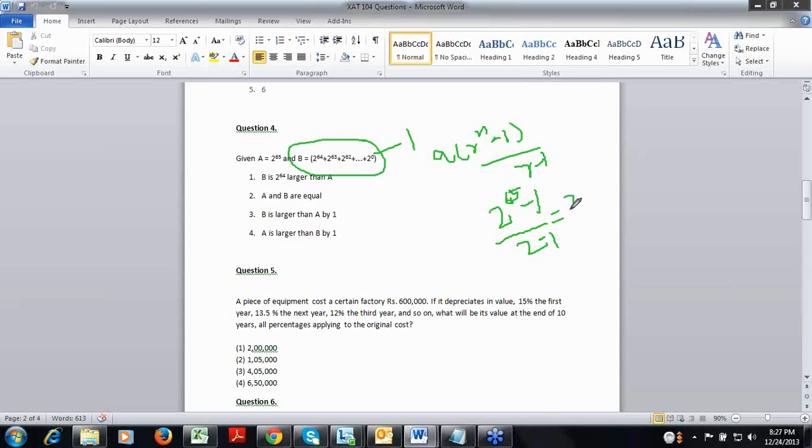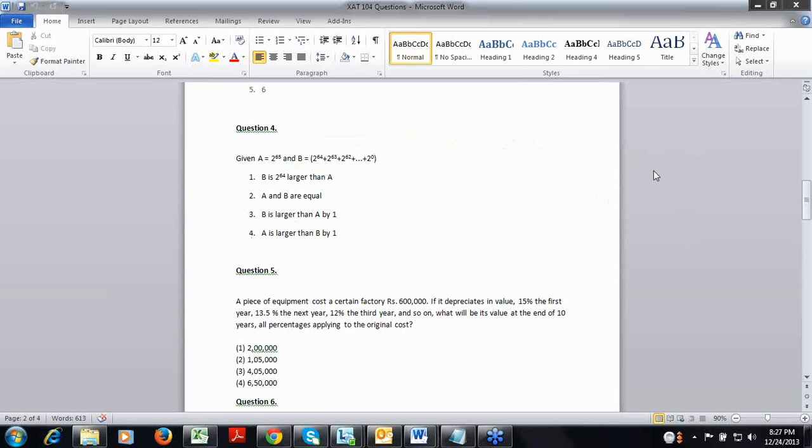So which essentially is equal to 2 to the power 65 minus 1. And A is 2 to the power 65. So what we get is that A is larger than B by 1. So we'll go ahead and mark option number 4. Okay, moving on.